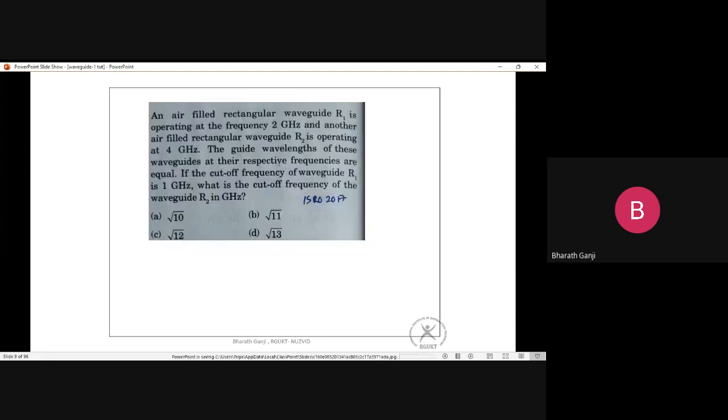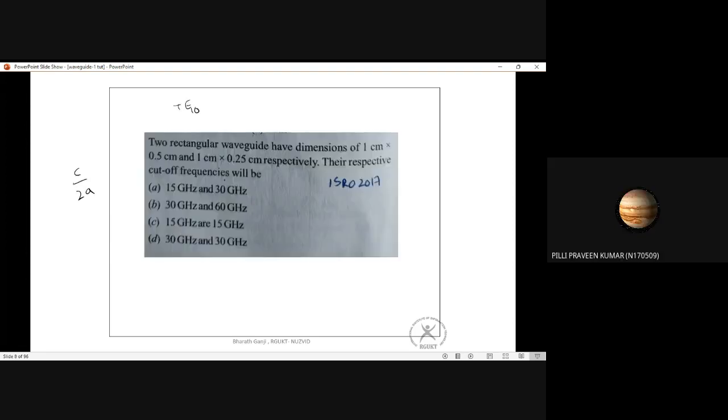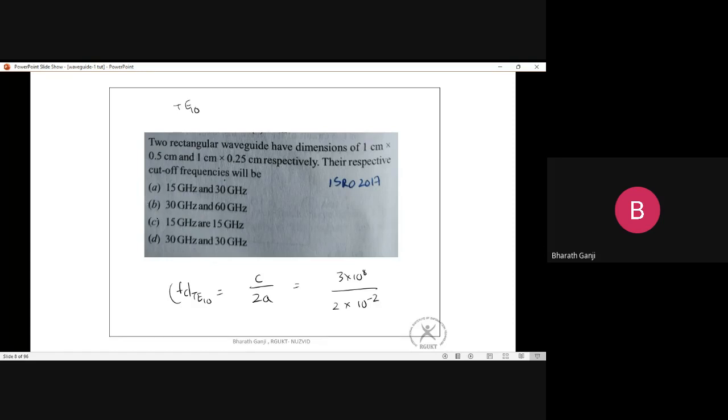Let us see. 1.5 comes? Anyway, it's better I calculate. So c divided by 2a is the answer. So c is 3 into 10 to the power of 8, divided by 2 into a, which is given as 1 centimeter, so 10 to the power of minus 2. So that means the answer is C.